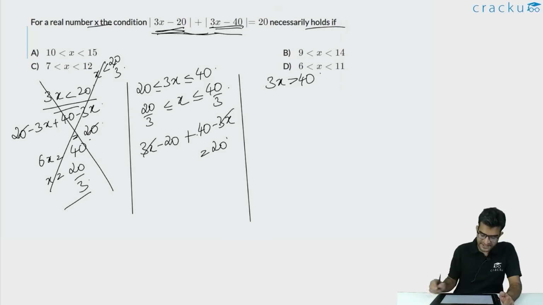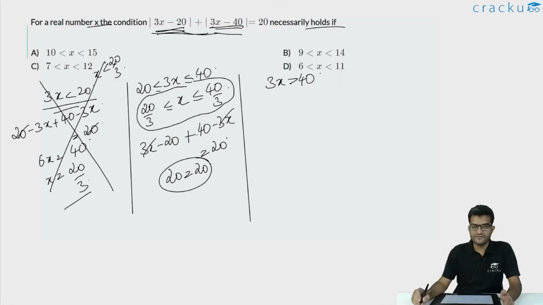We can cancel plus 3x and minus 3x, and this becomes a tautology. The equation is that 20 is equal to 20, which is always true. So for all values of x which are lying between 20 by 3 and 40 by 3, both of them included, this equation is satisfied.